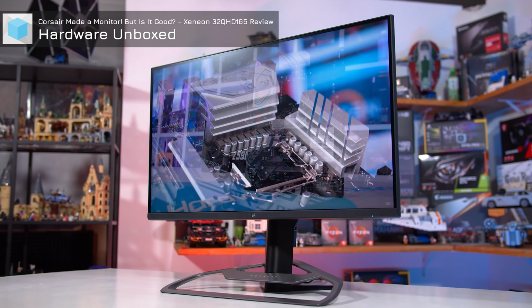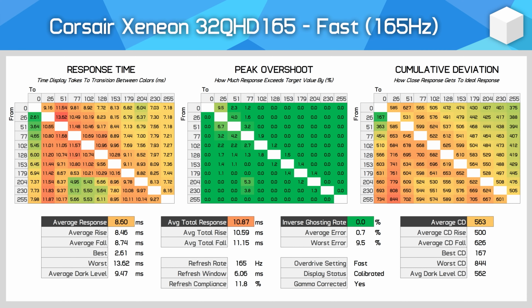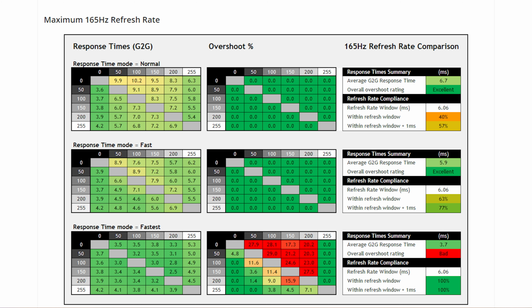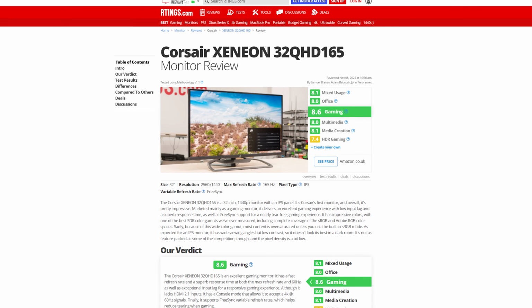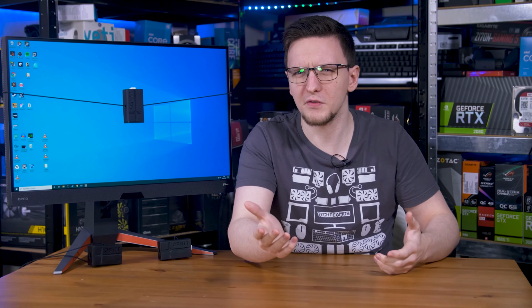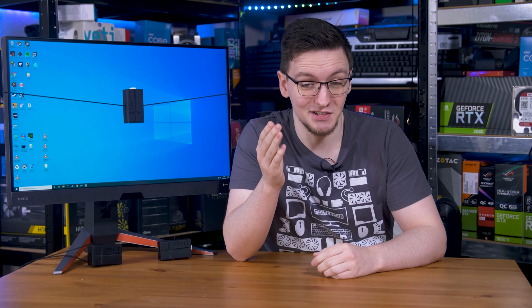You can't look at, say, Hardware Unboxed's review of the Corsair Xeneon monitor, see that they say that the average response time is 8.6 milliseconds, but then look at TFT Central's review of the same monitor, where he says that it's actually 5.9 milliseconds. And then you look at RTINGS' review, which lists the rise and fall time, whatever that means, as just 4 milliseconds. Which one of those is right? Well, here's the thing. It's all of them.